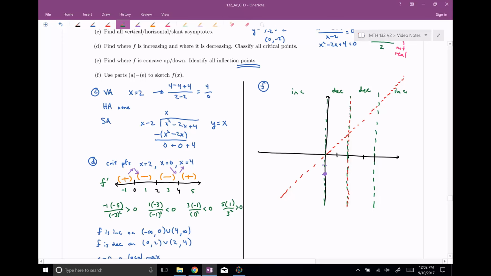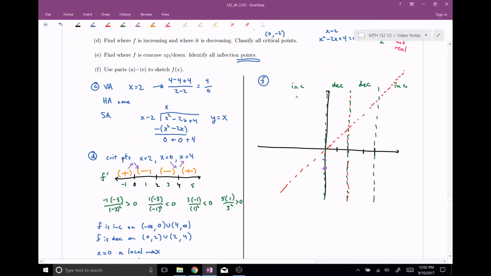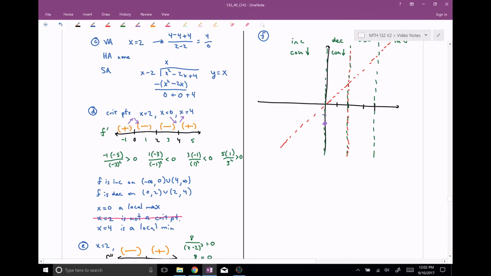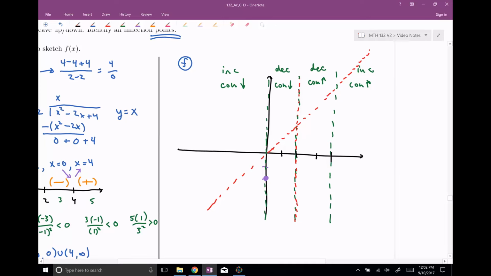Okay, and then finally for part E, it looks like we need to break it up just at 2. Before 2, it is concave down, and then after 2, it switches to concave up. I just go ahead and write these out so I have all of the information on one graph here. And now we're going to try to sketch it.